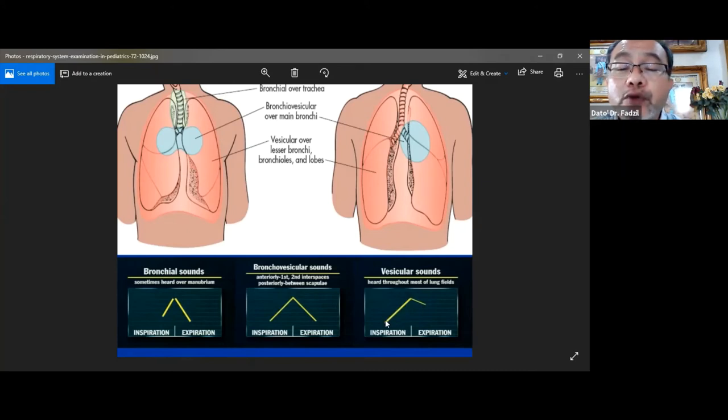For vesicular breath sound, the inspiration is softer. Actually the expiratory phase is longer, but you only hear about a third or 20% of the expiratory phase, so the expiratory phase seems short. For bronchovesicular breath sound, here you hear both equal. The sound is a bit more harsh.